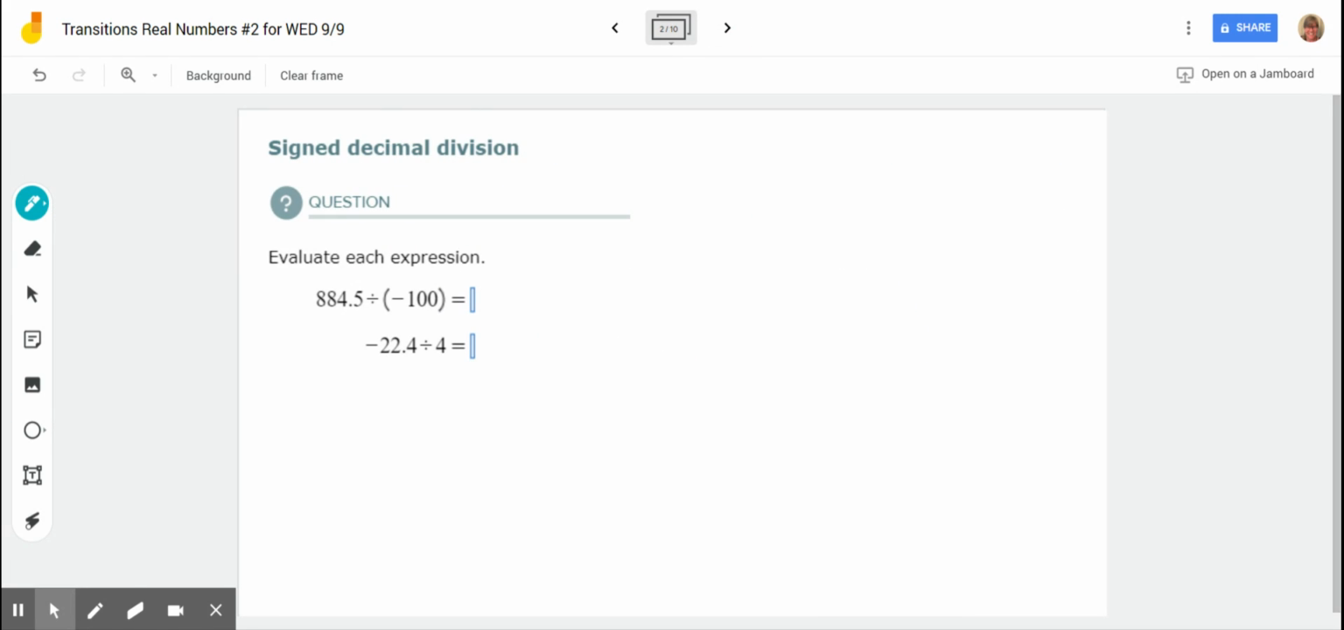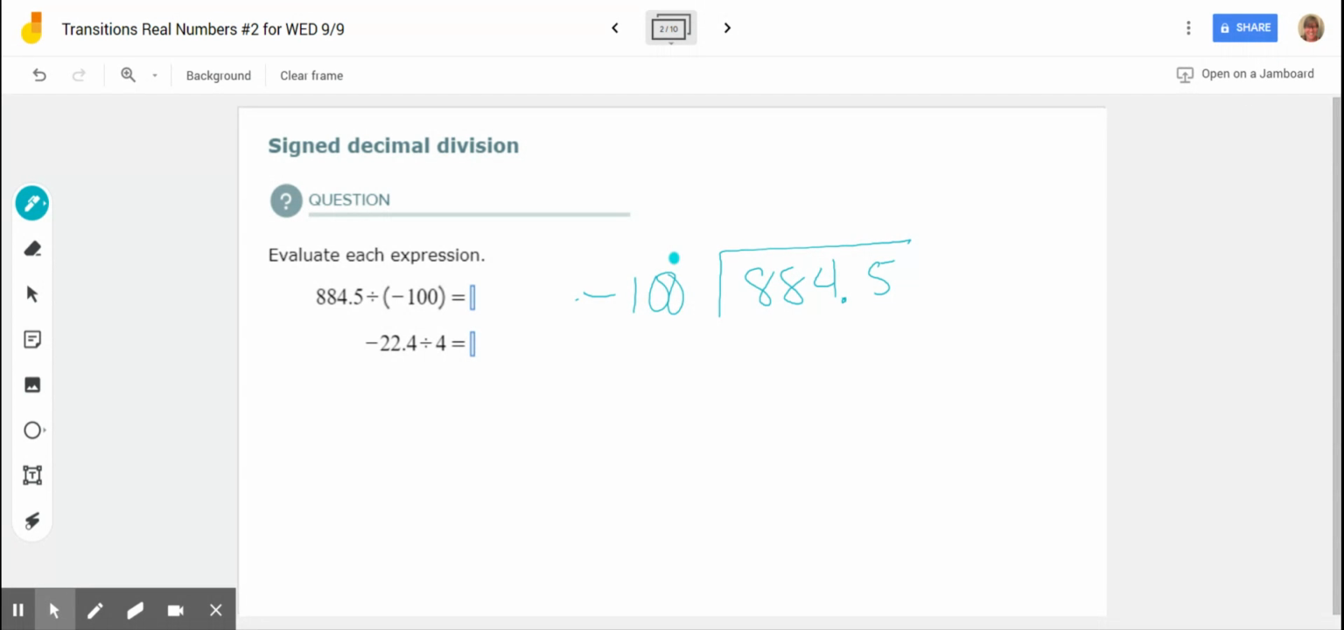All right, this is division. So again, 884.5 divided by, wow, let's try that again. Sorry. Pay attention to where I'm writing. Here we go. Negative 100. So first of all, the answer is going to be negative because a positive divided by negative is negative. Anytime the signs are different, it's going to be negative, right? When you're multiplying or dividing.